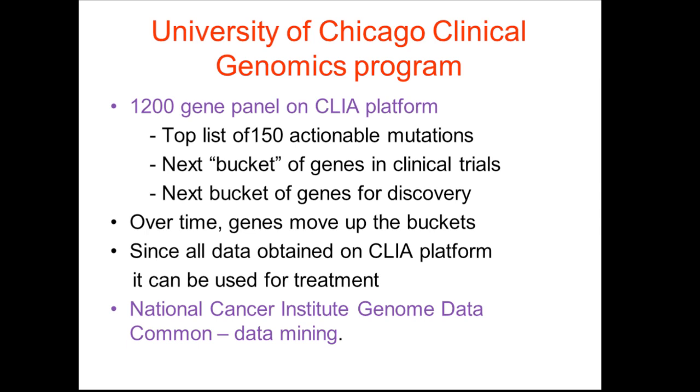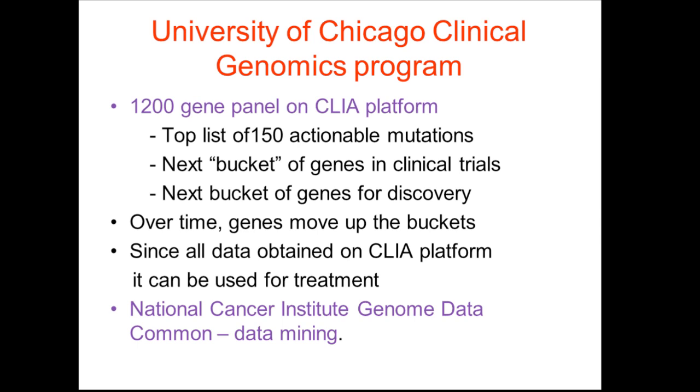How did we come to these 1,200 genes? There are 3 buckets in it. The top bucket has 150 genes which are known to be actionable mutations in various tumors. Okay. So we don't actually have a tumor-specific panel. We have a panel which has all actionable genes, and then depending on the organ from which the cancer came, we can identify which are the actionable mutations in that by using informatics.